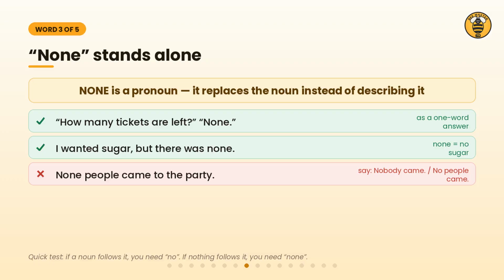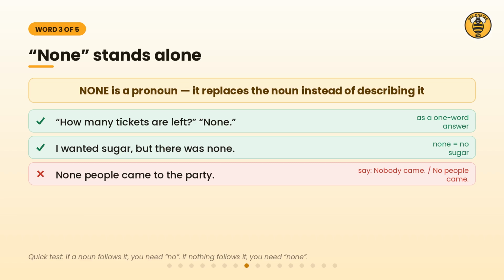Word number 3, none. Here is the single most useful thing to know. None is a pronoun. That means it replaces a noun. It does not sit in front of one. So none is perfect as a short answer. How many tickets are left? None. And it is perfect when the noun has already been mentioned.